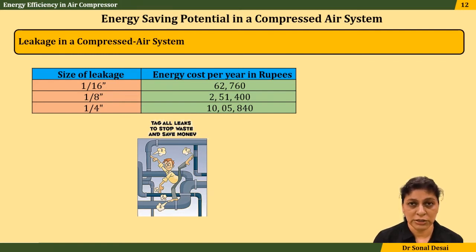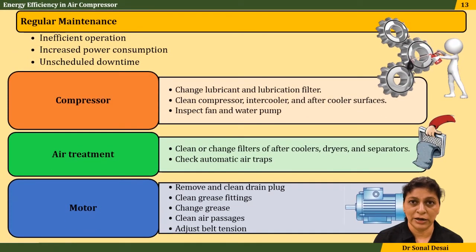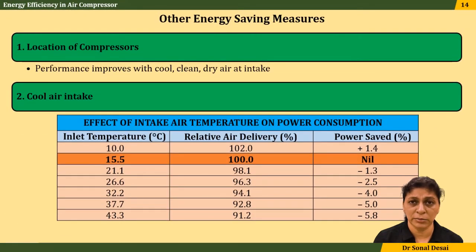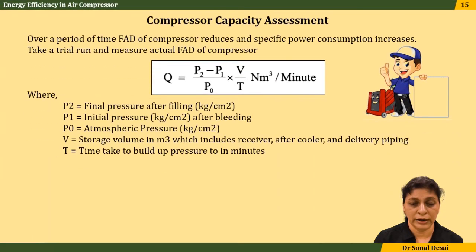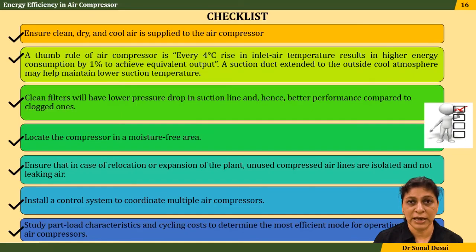Some of them are shown in this introductory video, like how to identify the leak and what is the role of leak in any system. Then what is the advantage of taking up regular maintenance, and for all the parts what maintenance schedule to be taken up. Then some energy saving measures like how to locate the compressor, what is the role of cool air, and lastly there is how to assess the performance of existing compressor compared with the new or the fresh one, that is explained. And then there is an exhaustive checklist about energy saving methods which is applicable to all the industries.